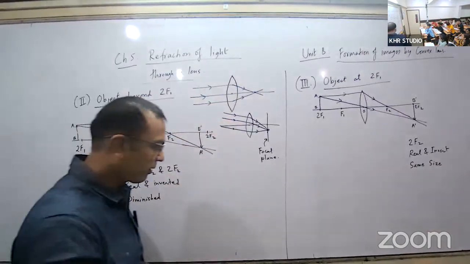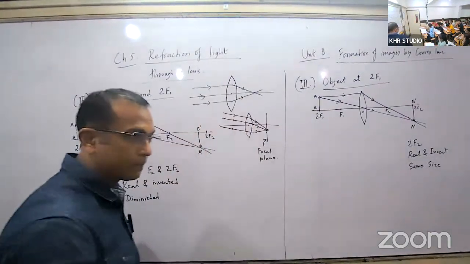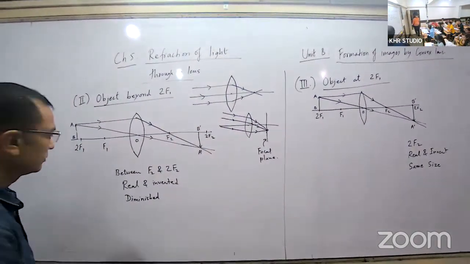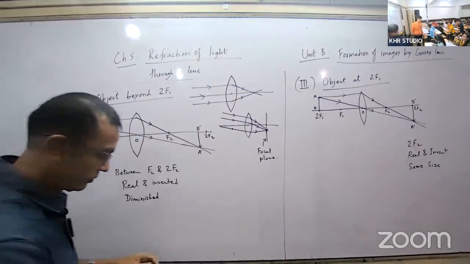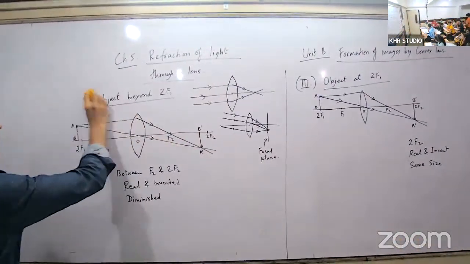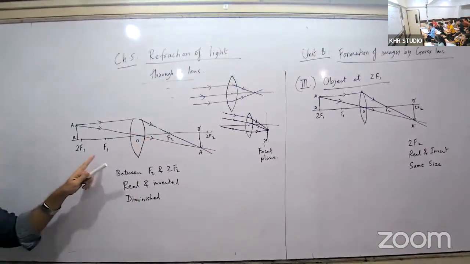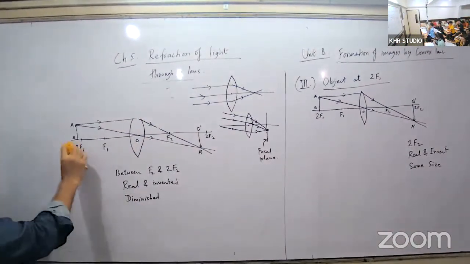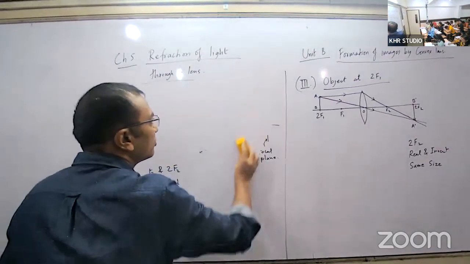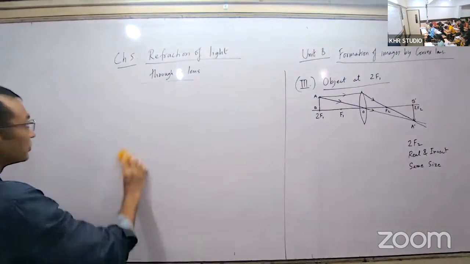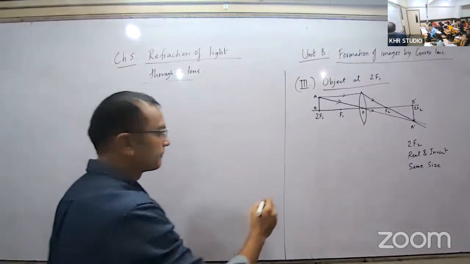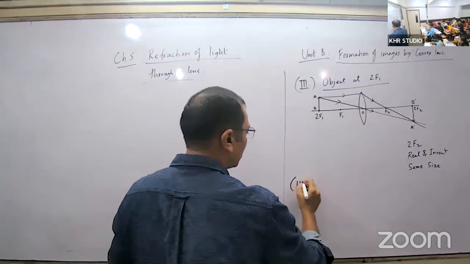Chalo, draw the next one. Sir, next one, like object between 2f1 and f1. There are 6 object positions. Beyond 2f2, right? Yes, sir. You got it? Yes, sir. Okay.